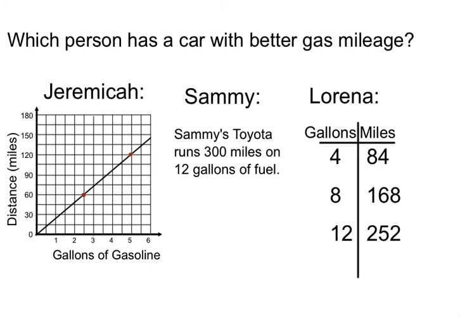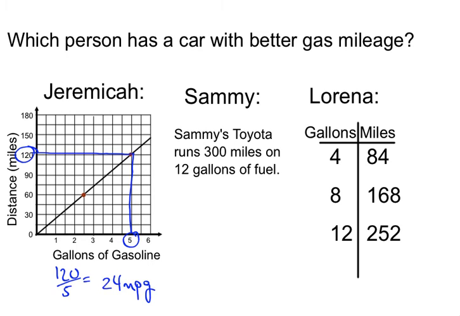Which person has a car with better gas mileage? We've got Jeremiah, Sammy, and Lorena. We're just going to have to find the slopes on these and compare them. Jeremiah looks like 5 gallons, 120 miles. 120 miles in 5 gallons is, what is that? 24 miles per gallon.